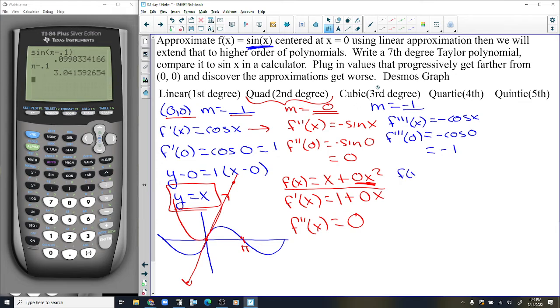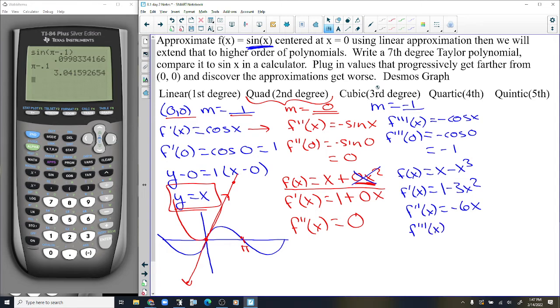Now I'm going to write f of x as x minus x to the third. I'm going to skip this part. It ended up being 0. Throw that out. So I don't have a quadratic, but I have a cubic. If I plug 0 in, do I get 0? Okay. First derivative is 1 minus 3x squared. If I plug 0 in, I get a slope of 1. I needed that. Second derivative is negative 6x. If I plug 0 in there, I get 0. Good.